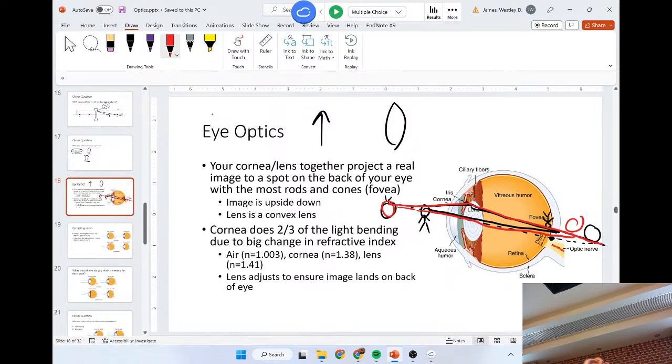So when you are focusing on something, your lens is modifying so that the light rays converge together for that object at the back of your eye. And your eye is constantly changing that. When you look at something close, it has to modify it. When you look at something far, it has to modify it.